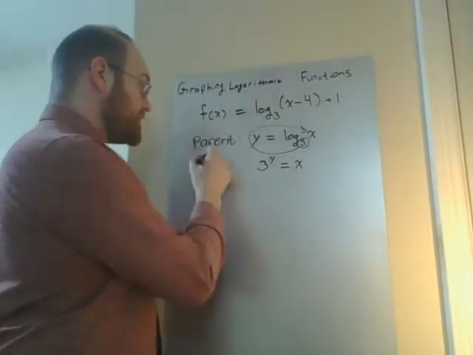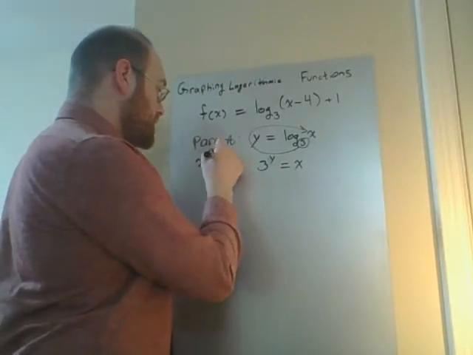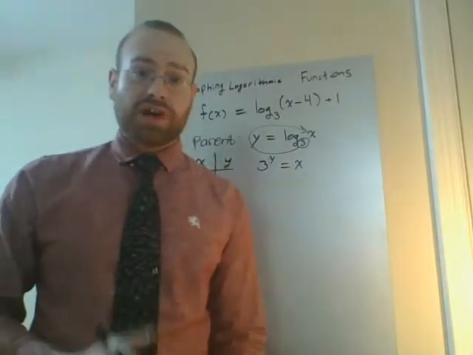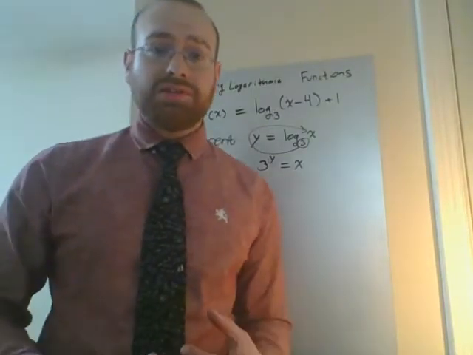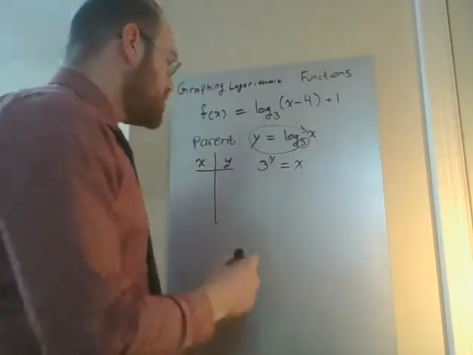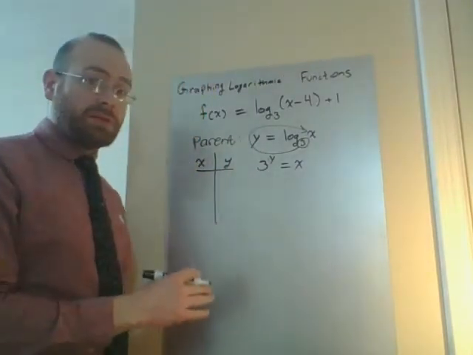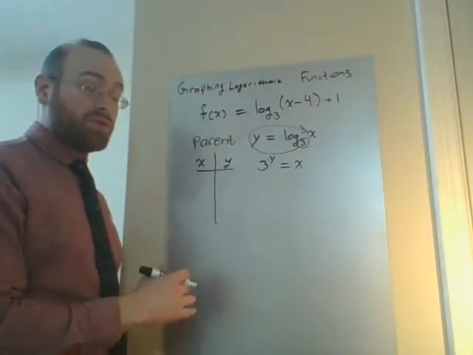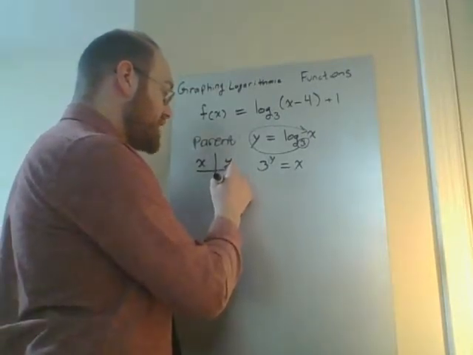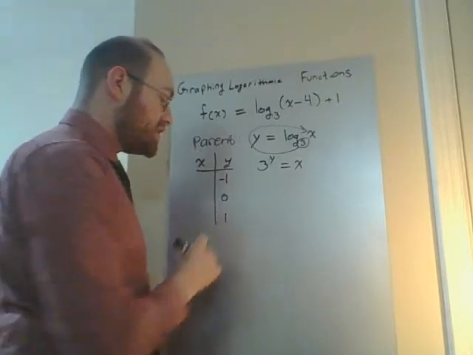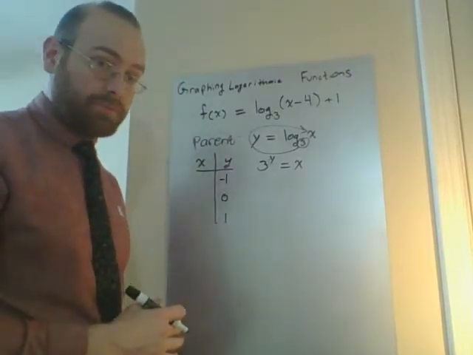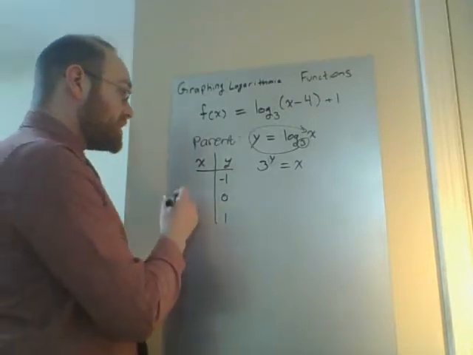The reason why this is helpful is because when I make my table, I like being able to plug in numbers for exponents. Exponents are really easy to work with. Logarithms, not so much. So I'm going to plug in the same three numbers as we used before for the exponent. In this case, our exponent is y. So I'll have negative 1, 0, and 1, but they're in the y column this time, not the x column. And then I plug in all my numbers.